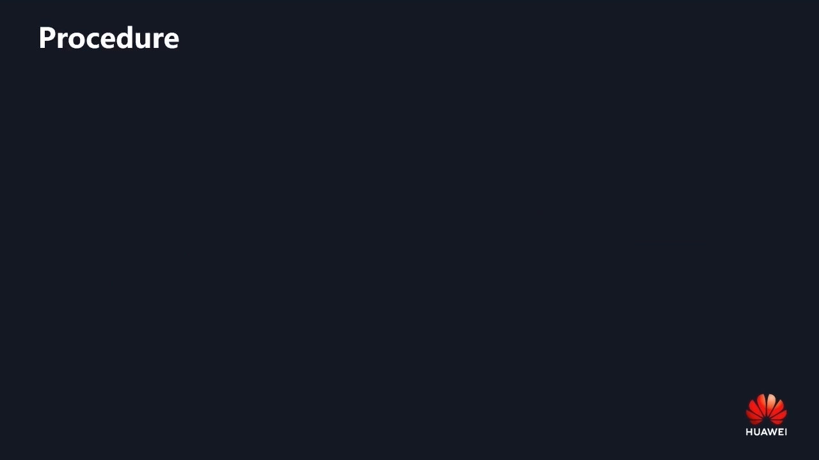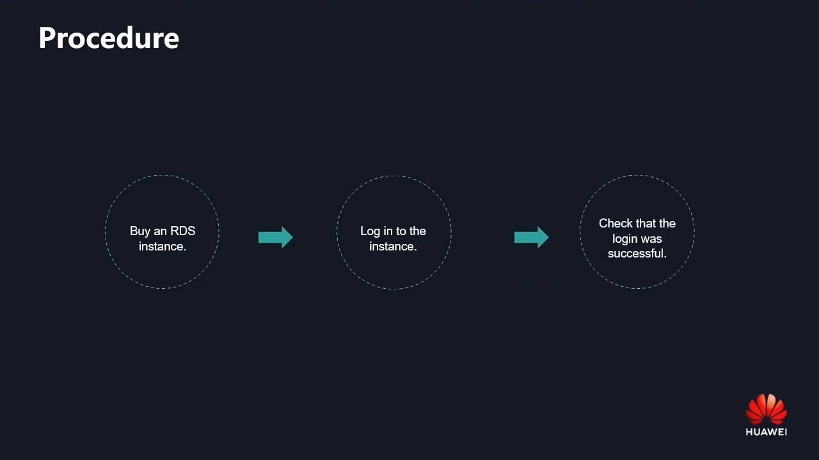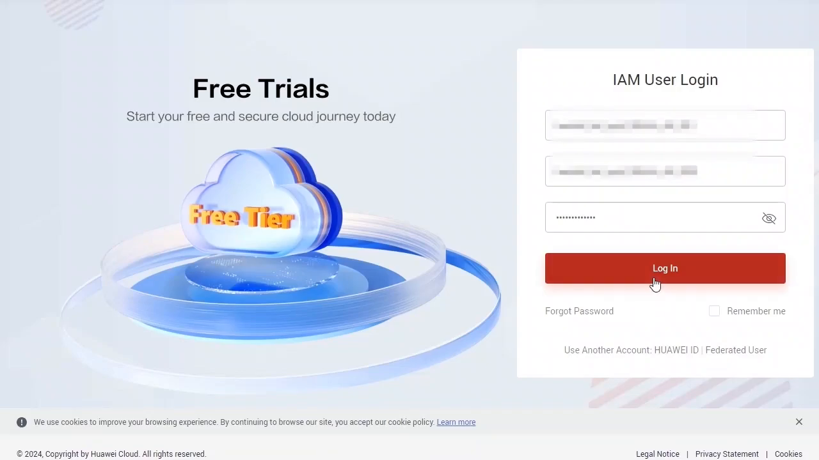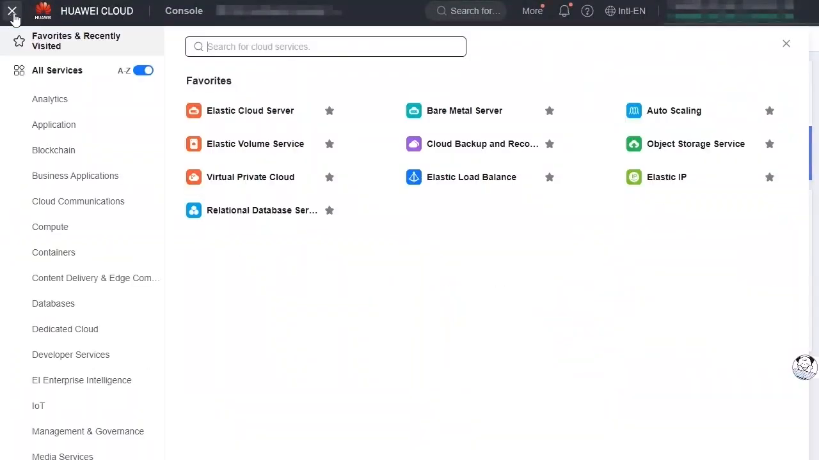Perform the following steps. Step 1. Buy an RDS instance. Step 2. Log into the instance. Step 3. Check that the login was successful. Log in to the Huawei Cloud Console and choose Databases > Relational Database Service.